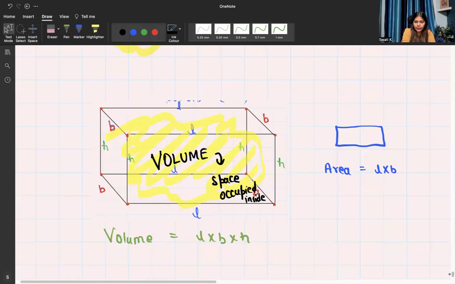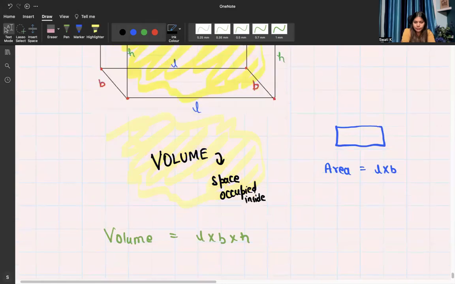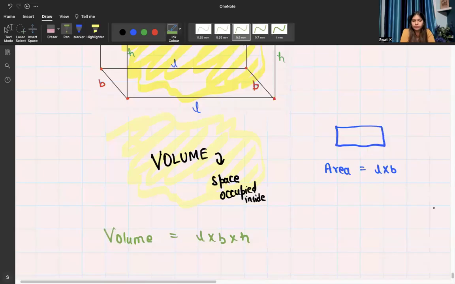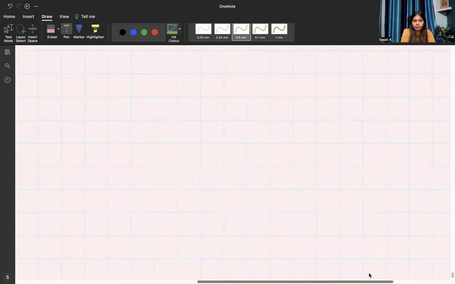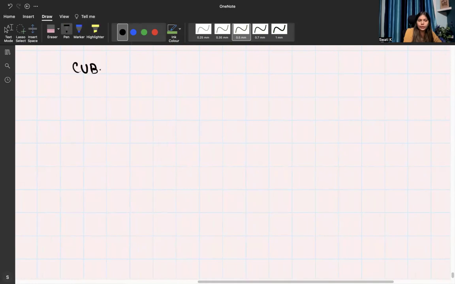So if I just summarize all the formulas, all right, I can see something that it's not going. Yeah, that's perfect. That's working. So if I just summarize all the formulas that I talked about just now for the cuboid, I'll just write down here and you can also write down in your notes, right?